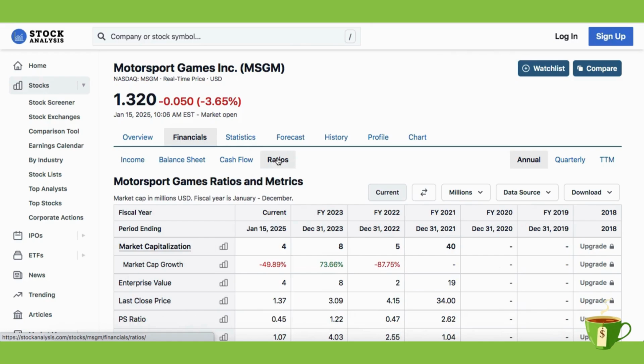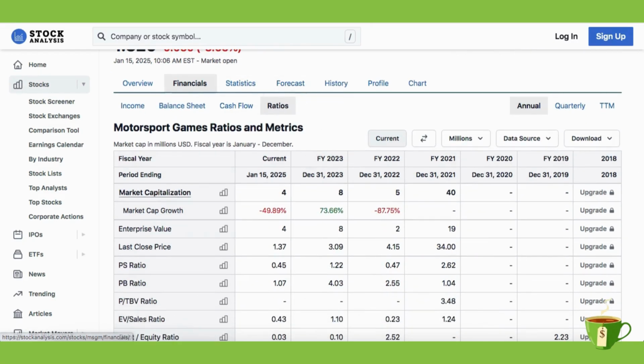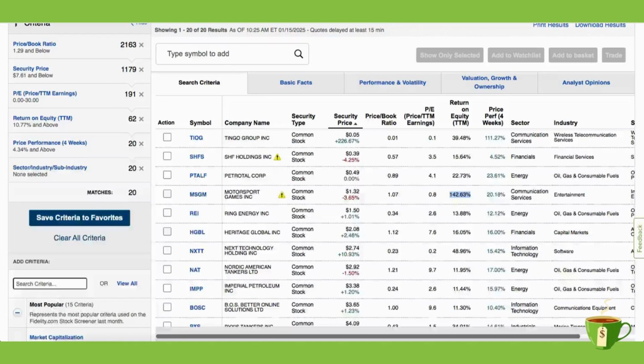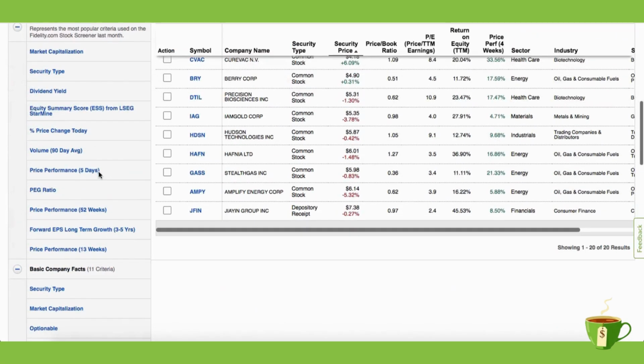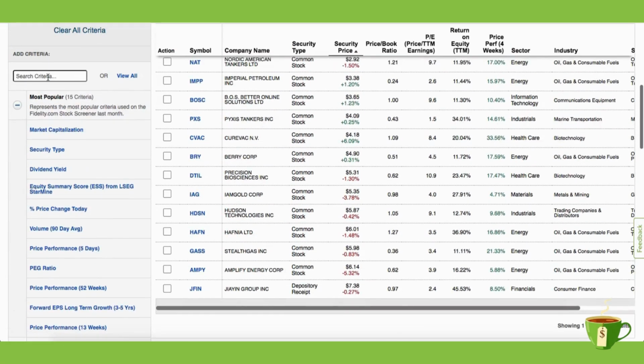I like to see cash flow. Let's go to the cash flow.